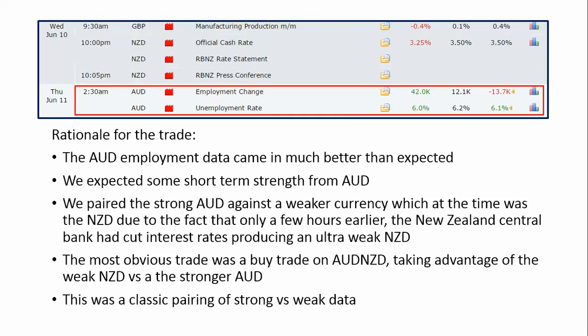So what would we look to do? Well, the currency pair we'd look to trade would have been Aussie-Kiwi once we got the good data from Australia. If that Australian data had come in worse than expected, then we wouldn't have traded it, because we'd have had weak against weak. We only traded this opportunity because we had a strong Aussie dollar against the weak Kiwi dollar. And again, it was a classic pairing of strong versus weak data, which links into a strong versus weak currency pair, which provides us with the greatest possible moves.